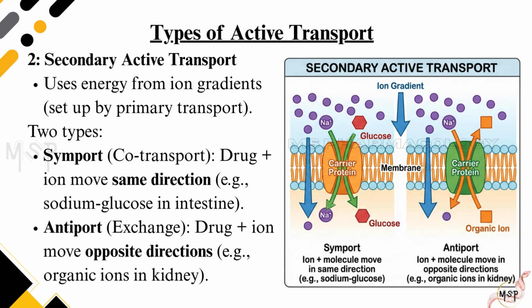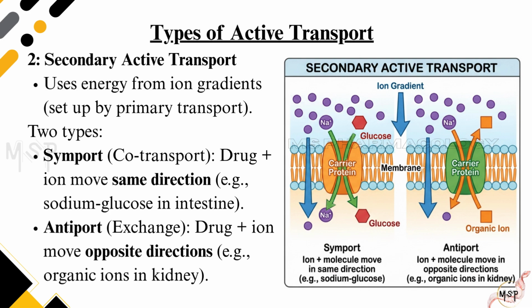Secondary active transport is more indirect. Instead of using ATP directly, it piggybacks on ion gradients, usually the sodium gradient set up by primary active transport in the first place. Two types of secondary transport exist: symport, co-transport.